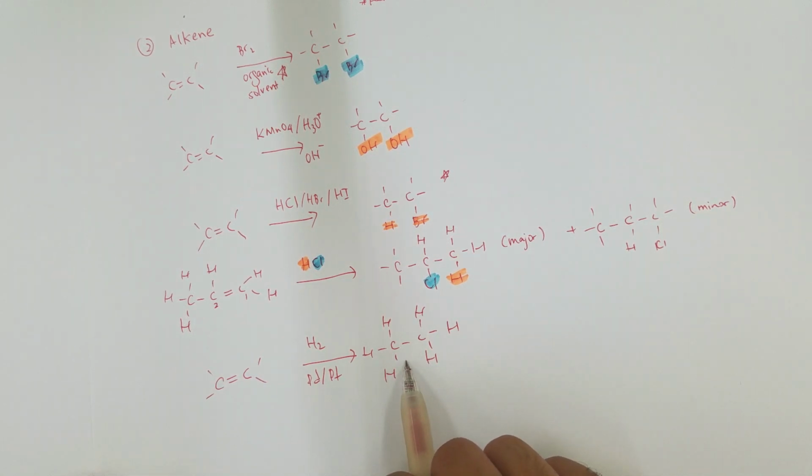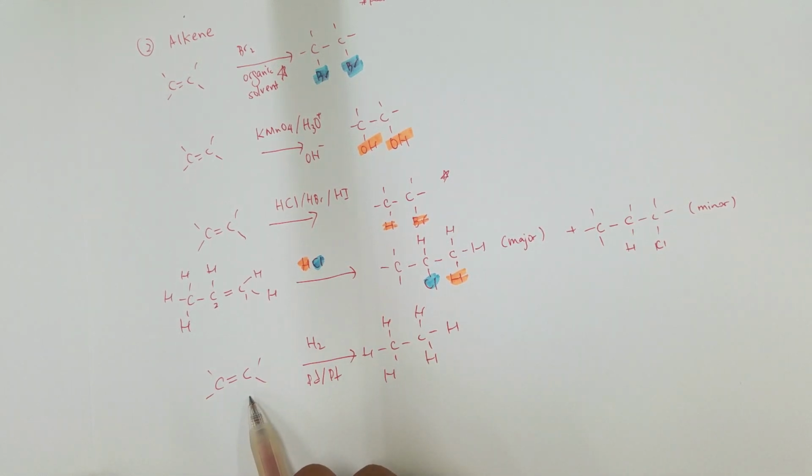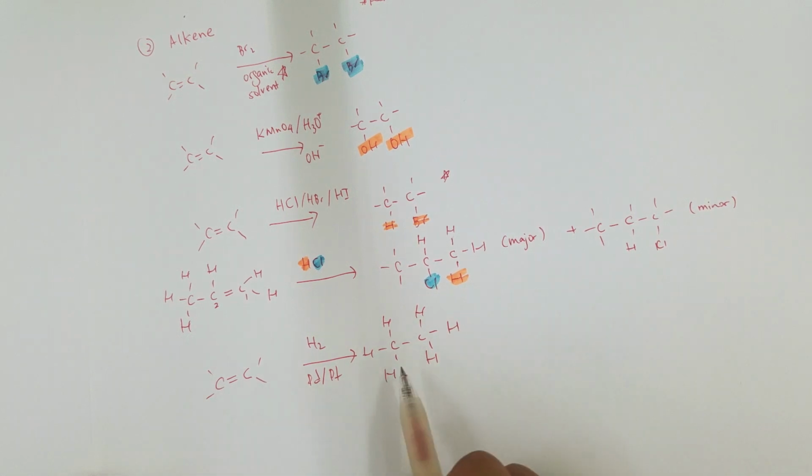Alright? So there's no such process of alkane directly forming into alkene, all right? So just be careful. So the only way to form alkene is through elimination.